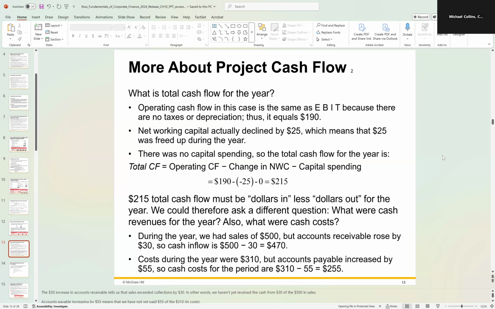There was no capital spending. So the total cash flow for the year is operating cash flow minus change in net working capital minus capital spending. So that total number is 215. The 215 cash flow must be dollars in less dollars out for the year. We could therefore ask a different question. What were cash revenues for the year? And also, what were the cash costs? And it shows that down below.